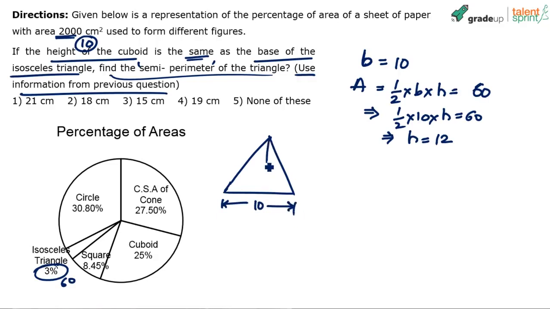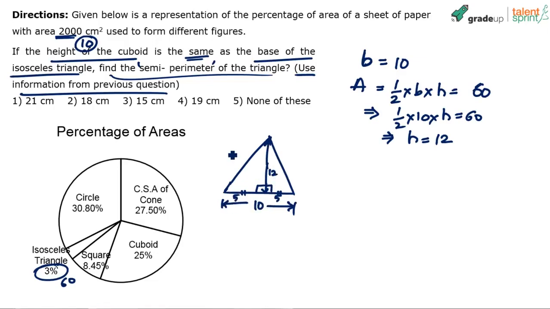We know the height is 12. Remember, in an isosceles triangle, the height bisects the base. It divides the base into two equal halves. In my diagram, it doesn't look like two equal halves. This portion looks to be longer than this one, but basically these two are equal. So if this is 5, this is 12, and this also is 5. And these two form a right angle triangle. These two triangles formed are right angle triangles.